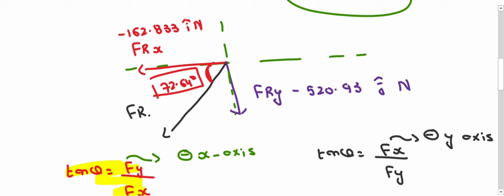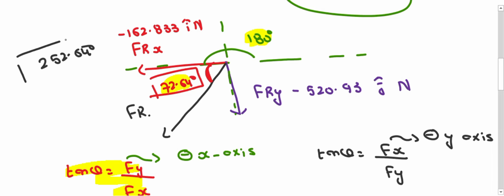And we are calculating the angle of the resultant vector measured from the positive x-axis. The angle between the positive x and negative x is 180 degrees. So if we add 180 degrees plus 72.64 degrees, we get 252.64 degrees. This angle is 252.64 degrees. This is one way to solve this question.